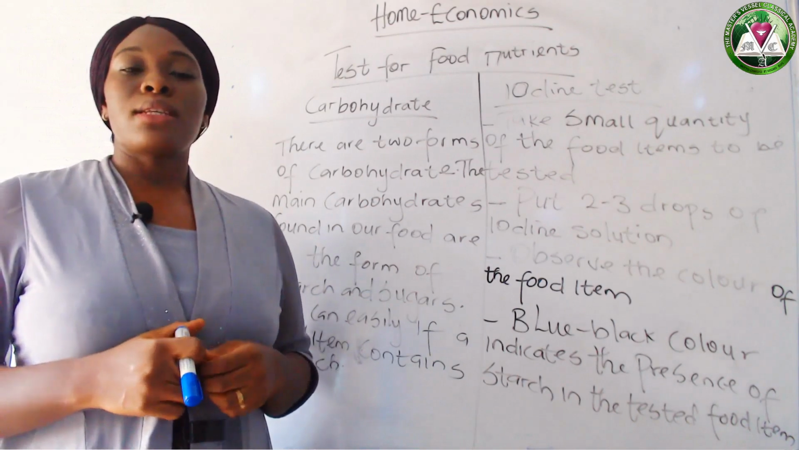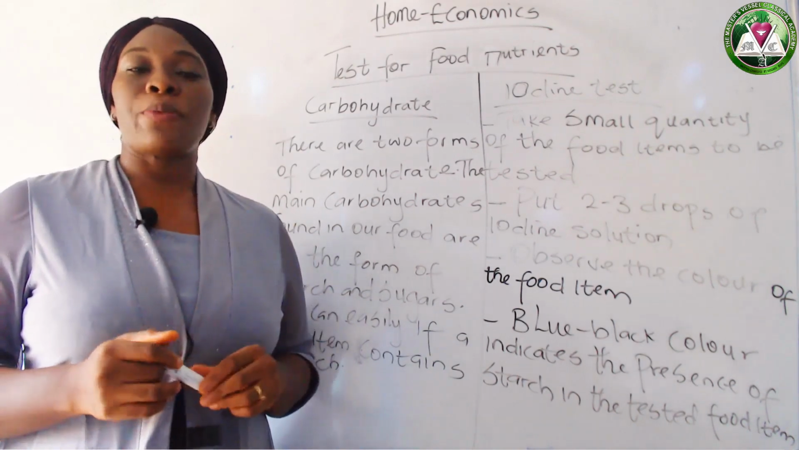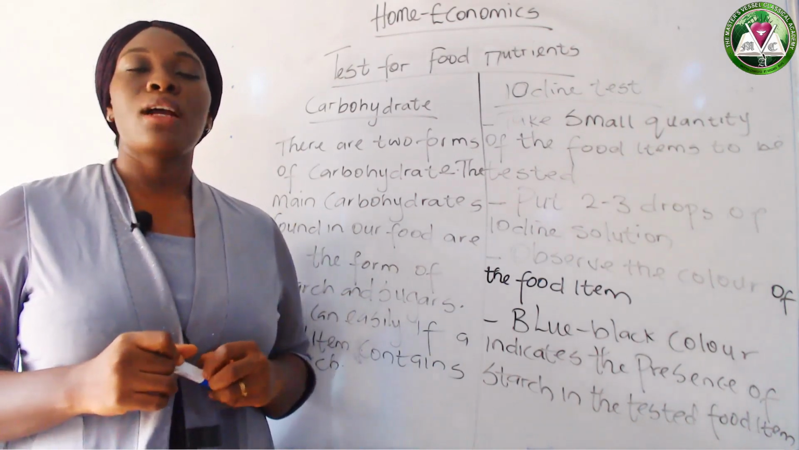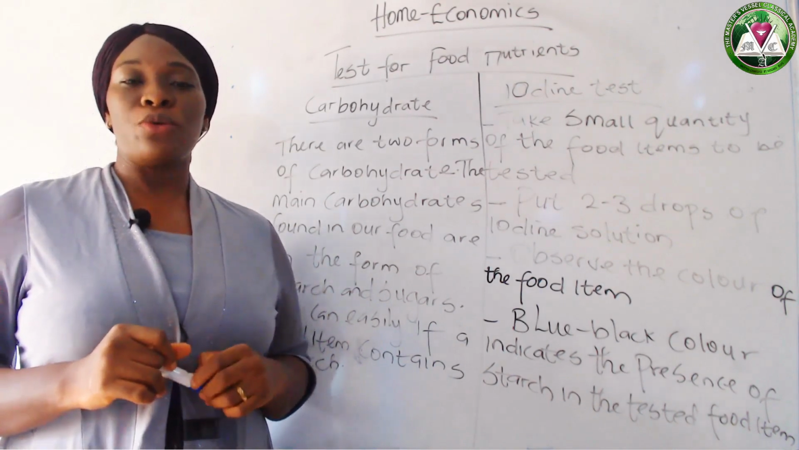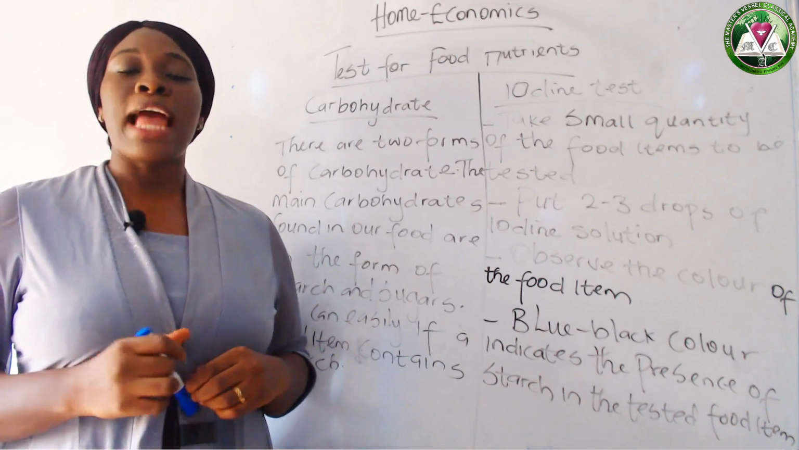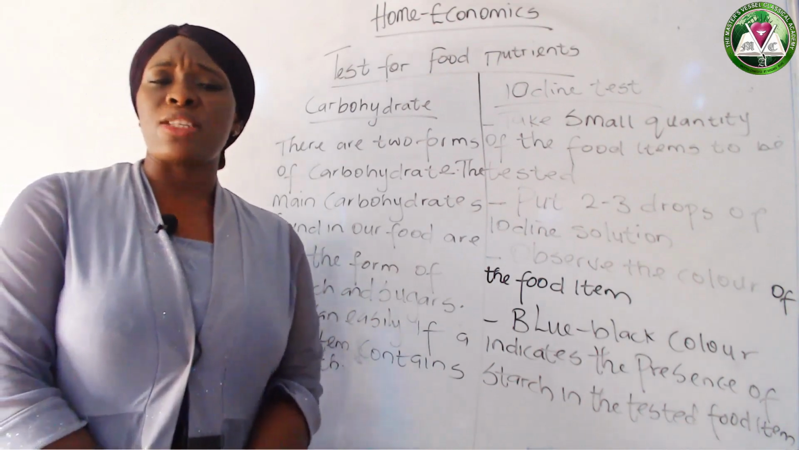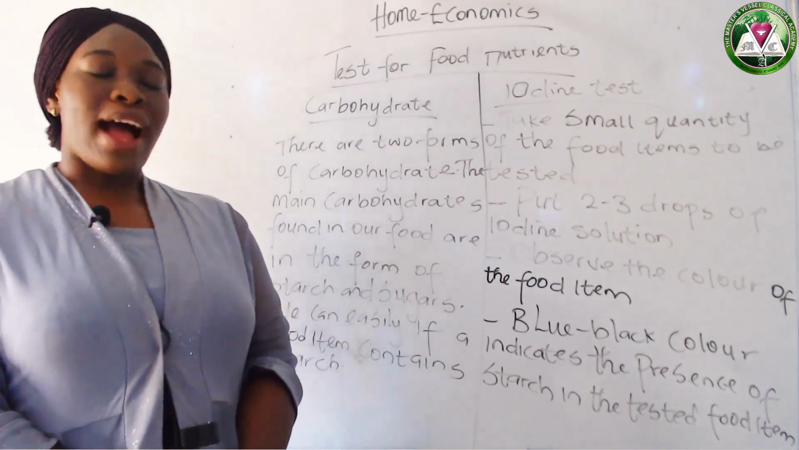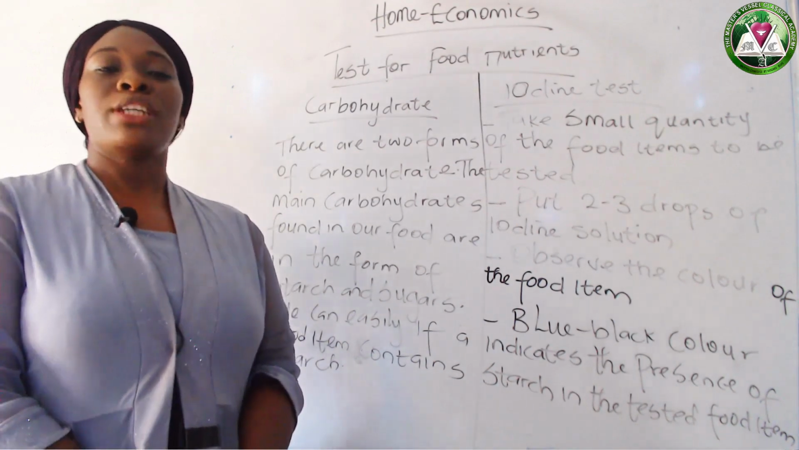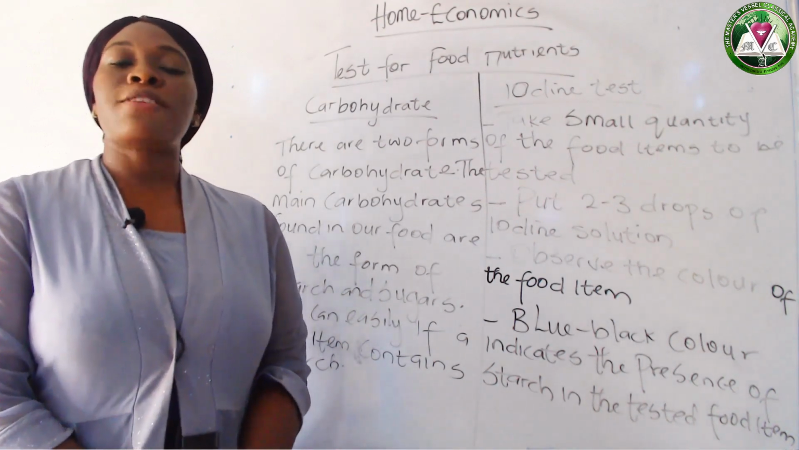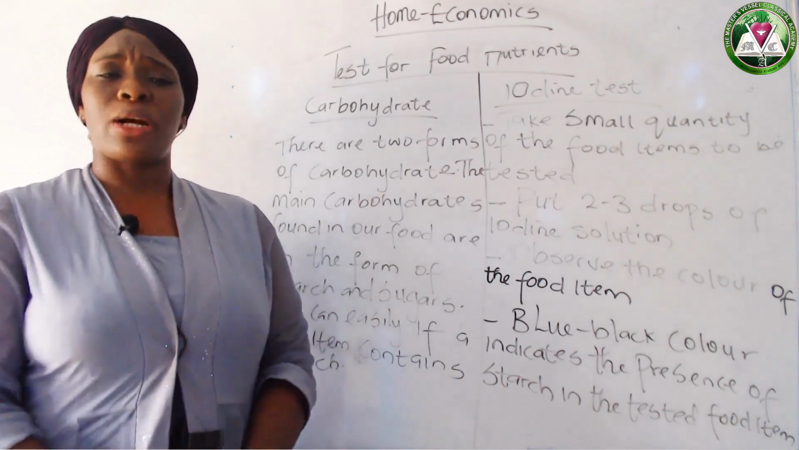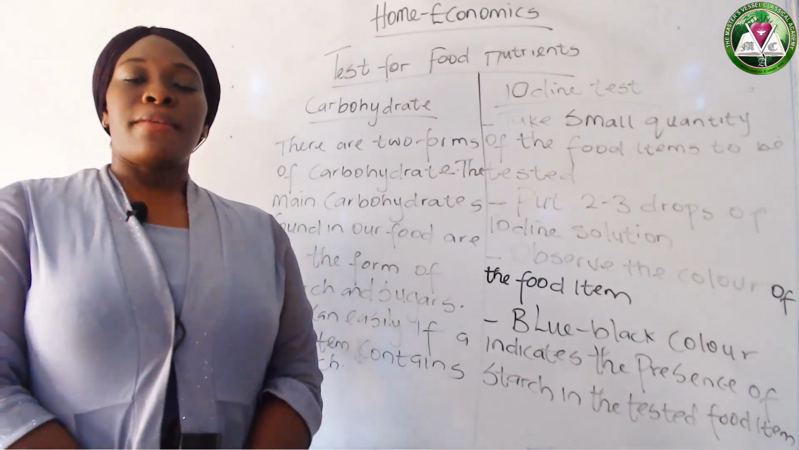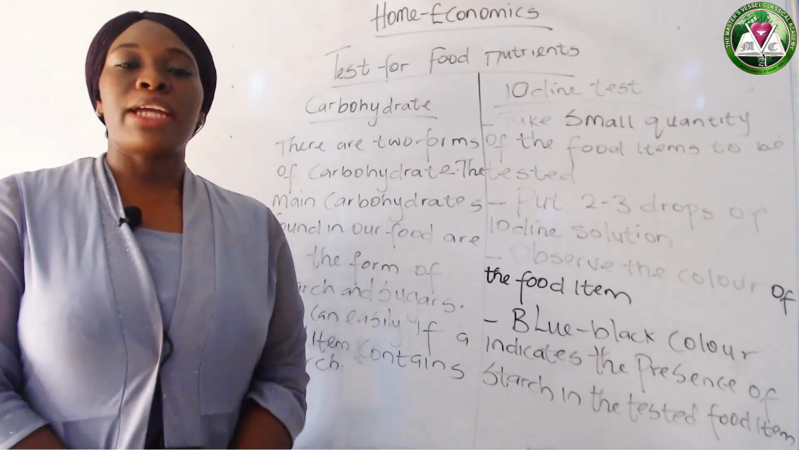What about protein? What did we say protein is? Good. We said that proteins are bodybuilding foods. And I also said that the smallest unit of protein is what? Amino acids. Thank you very much. And I said that we have two types of amino acids. Who can mention them? Good. Essential and non-essential amino acids.